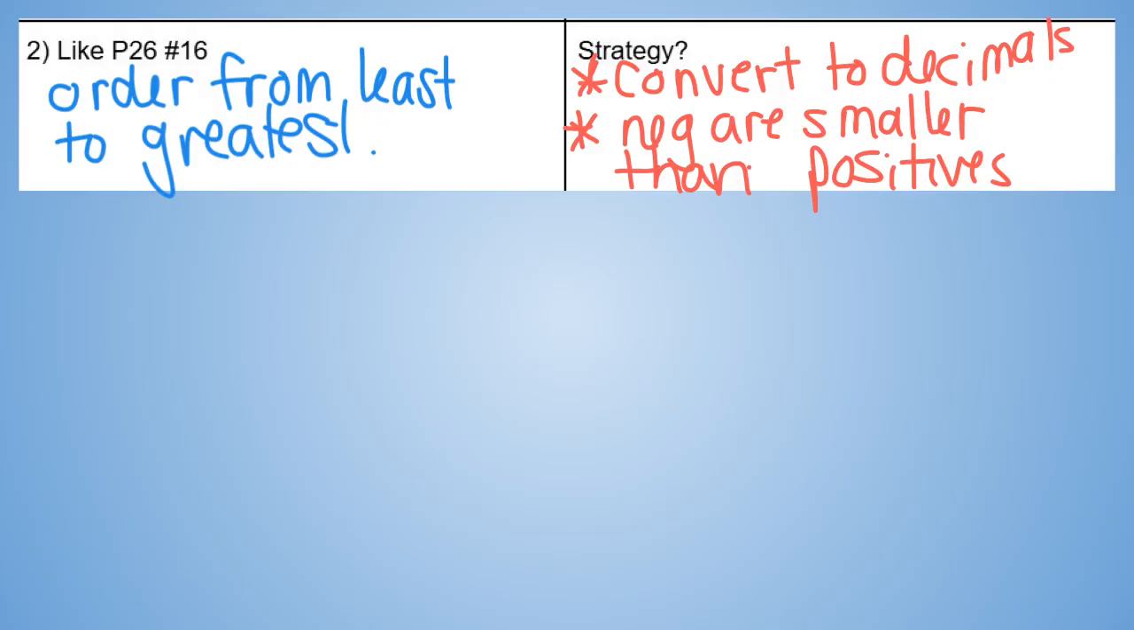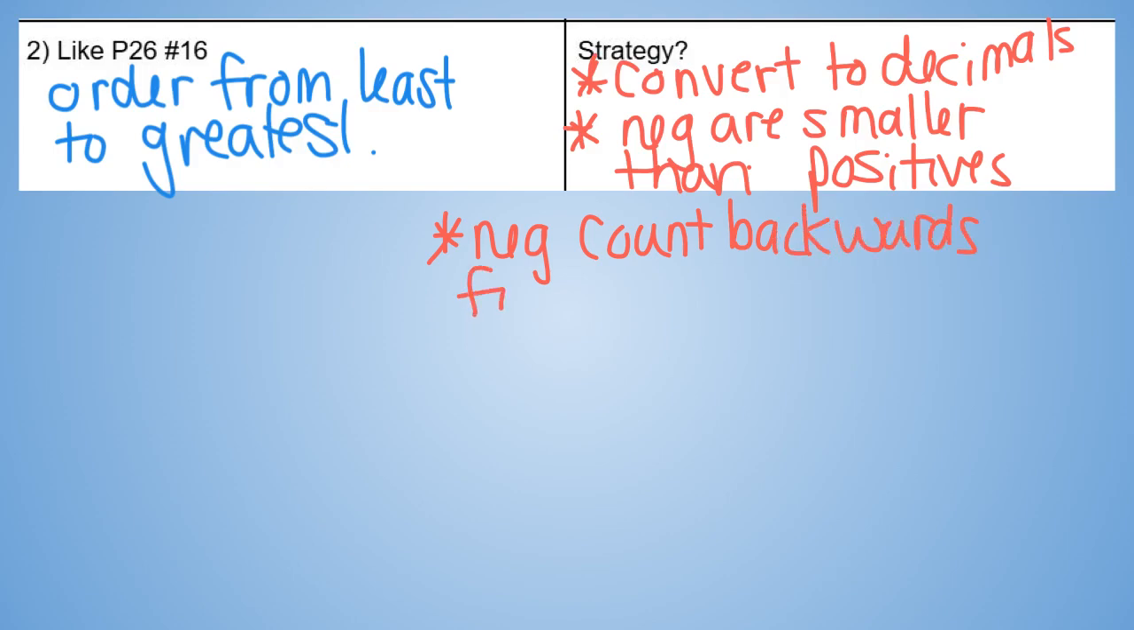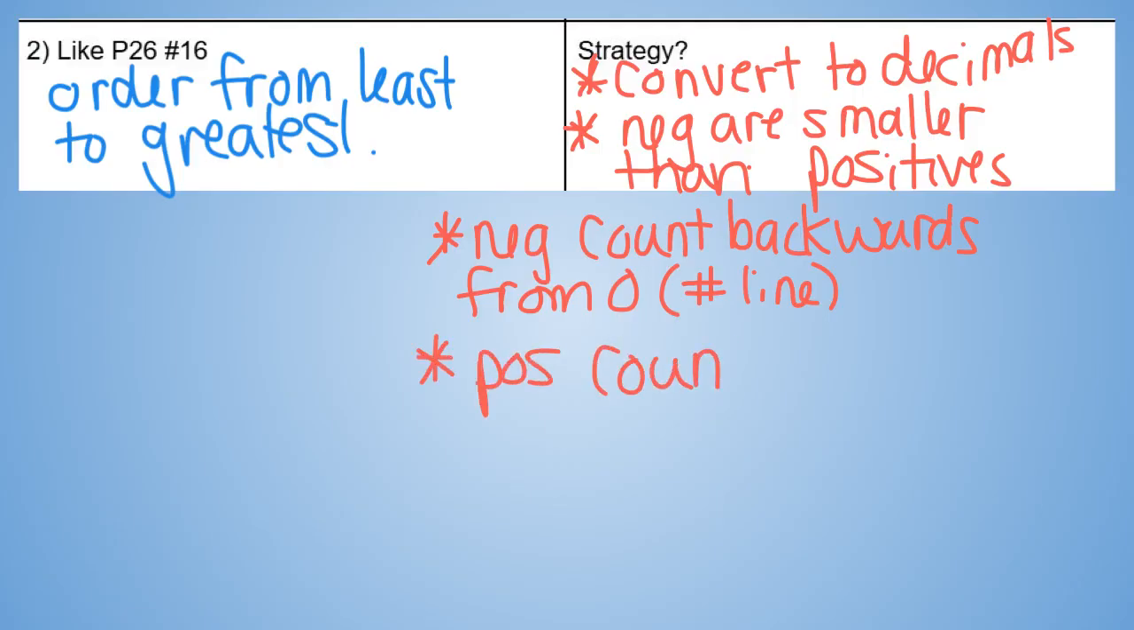But what if I have more than one negative? I need to remember that negatives count backwards from 0. Do you need to look at a number line? Maybe. Okay, so I've changed everything into decimals. I've placed my negative numbers, and then my positive numbers count forward from 0.